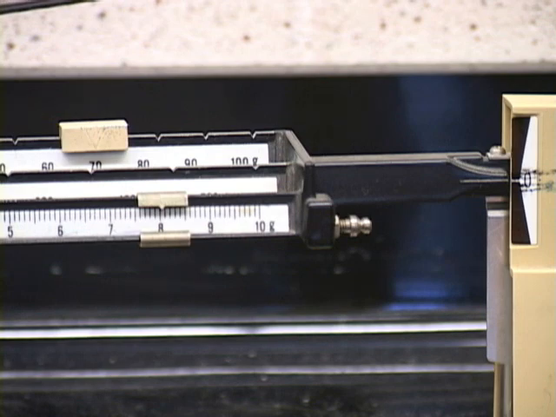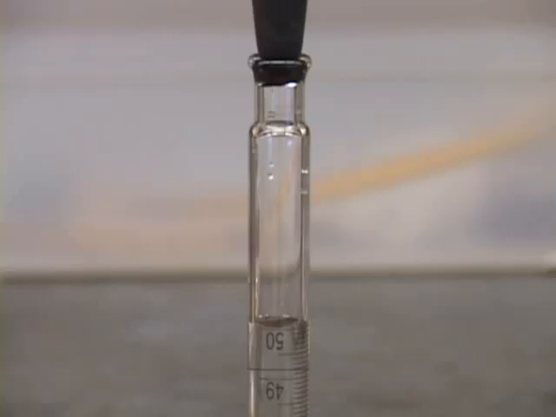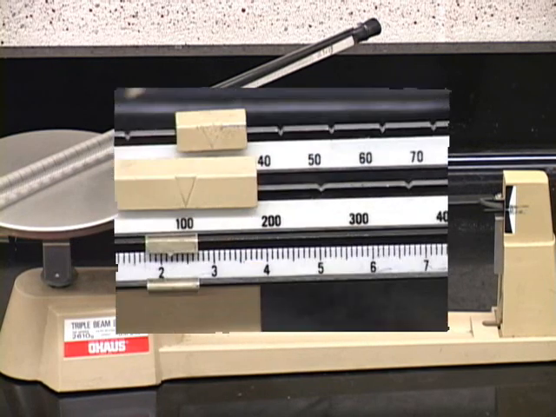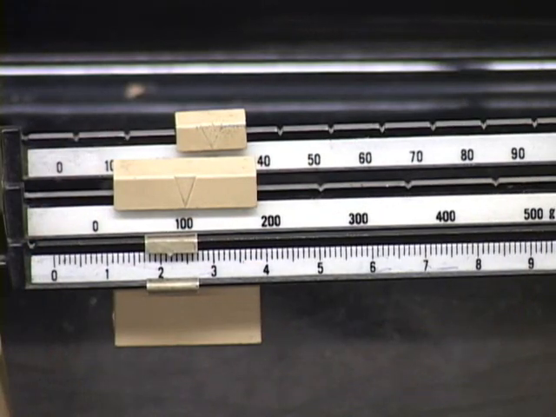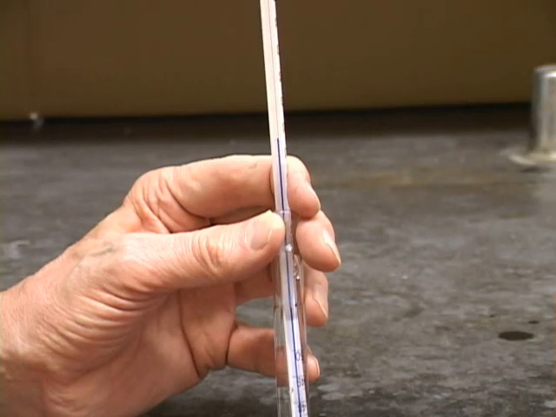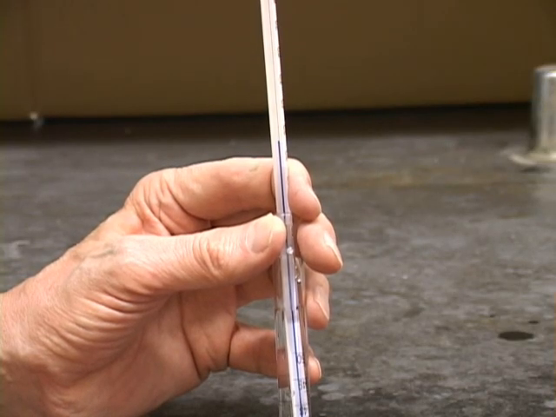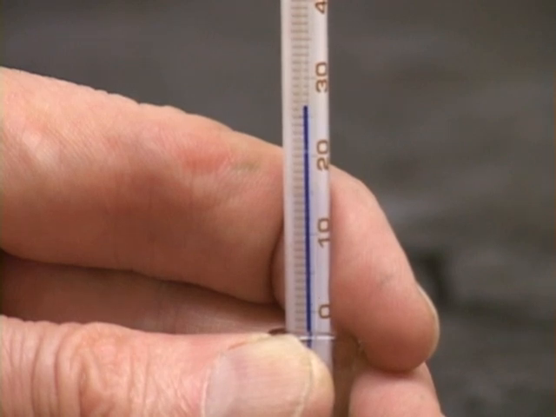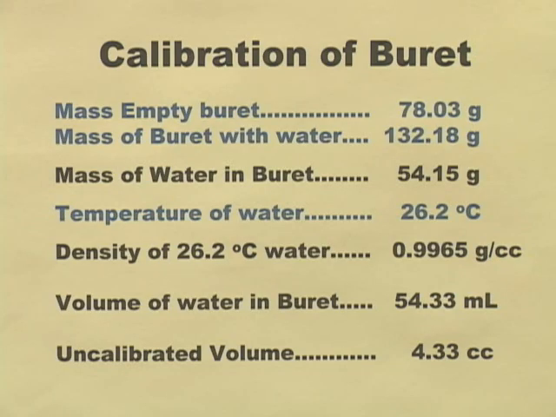78.03 grams. To determine the volume in that uncalibrated top space, what you do is you fill it to the 50 milliliter mark upside down with water and then weigh it. When filled to the 50 milliliter mark, it weighs 132.18 grams. You also need the temperature of the water in the burette so you can determine its density. Temperature is 26.2 degrees centigrade.